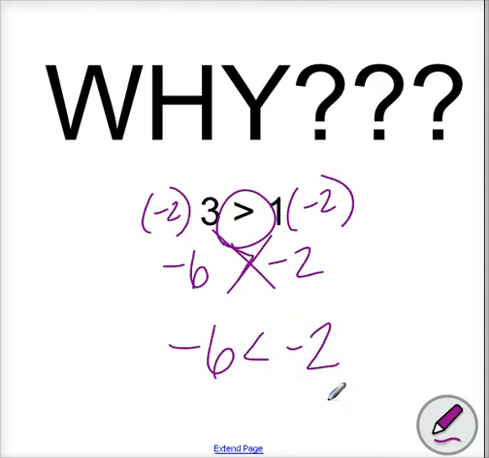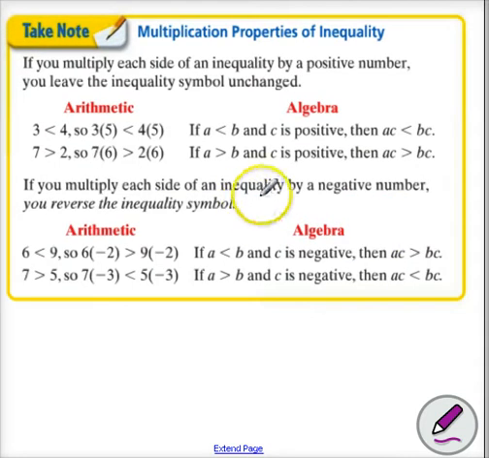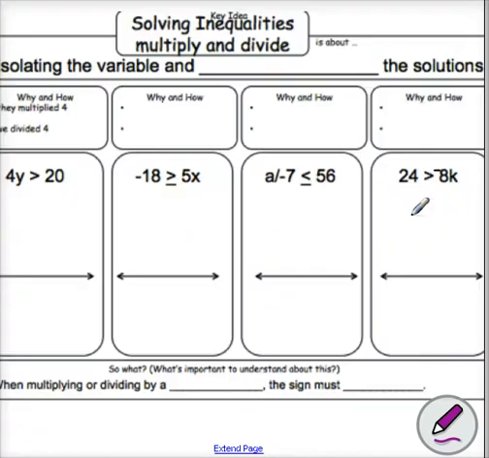So that's going to be the hardest part of this lesson, is remembering to do that. Okay? So these are the properties in your book that tell you when you are dividing by a negative number, you switch your sign, and when you're multiplying by a negative number, you switch your inequality symbol. So let's do some practicing. You have a note-taking sheet. Let's fill this out together.